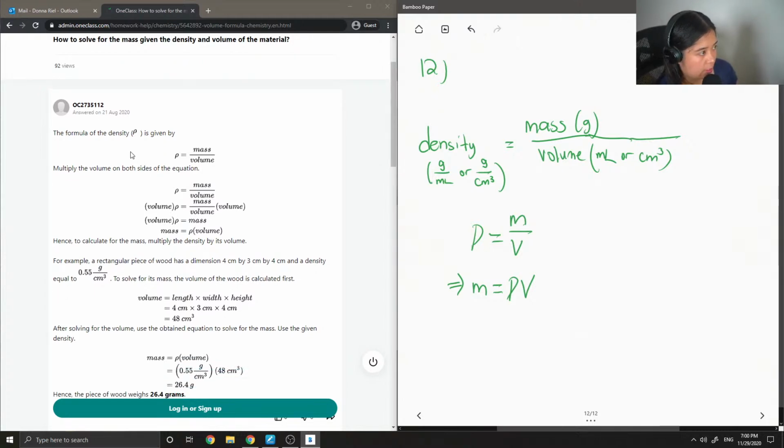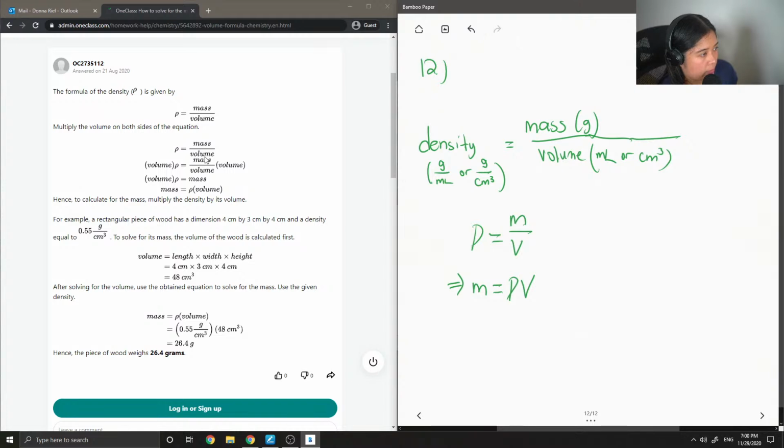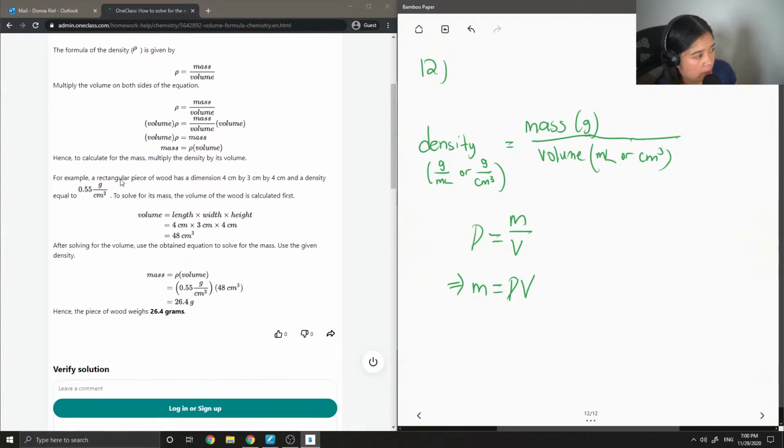The formula of the density is given by density equals mass over volume. Multiply the volume on both sides of the equation. Yep. And then they got mass is equal to density times volume. So hence, to calculate for the mass, multiply the density by its volume. For example, a regular piece of wood has a dimension 4 by 3 by 4 centimeters. So 4 centimeters by 3 centimeters by 4 centimeters. And a density equal to 0.55 grams per centimeter cubed.